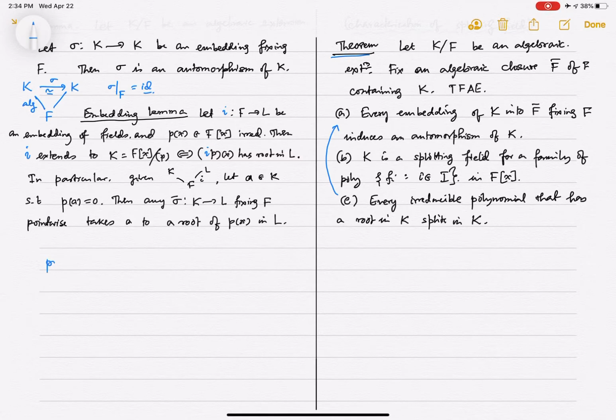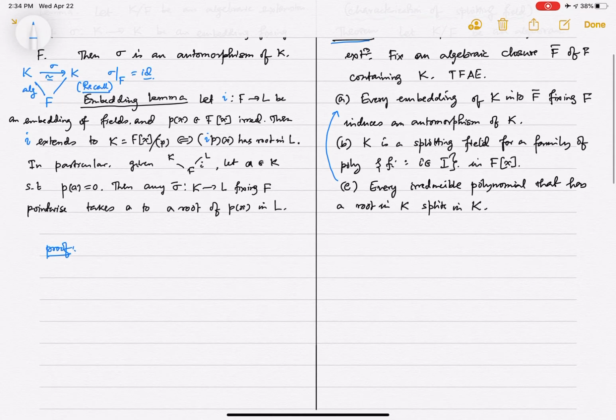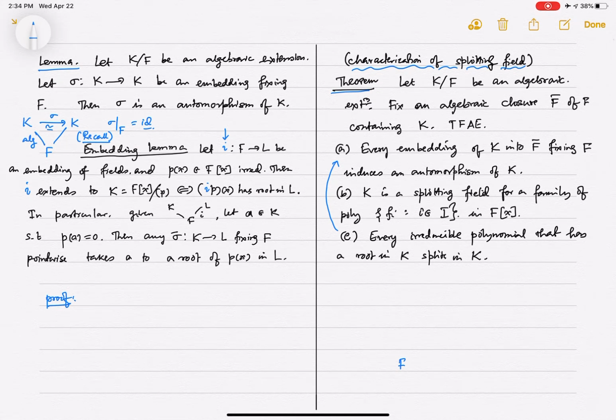So to argue this out, I need to recall this embedding lemma, or rather, actually, I need to recall a little observation that we made while proving the embedding lemma. But here's the statement anyway, because this is key to lots of things, so it does not harm recalling this. The only difference is that what I'm calling I here was earlier called sigma, but I don't want to confuse that with this sigma that's appearing in our lemma now.